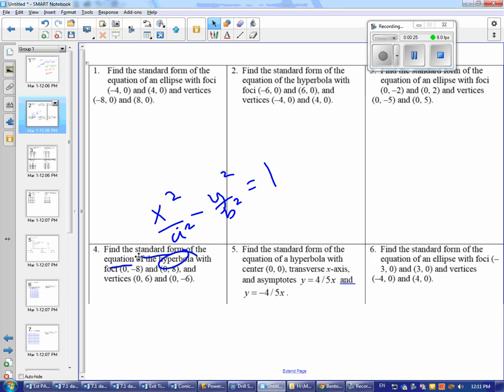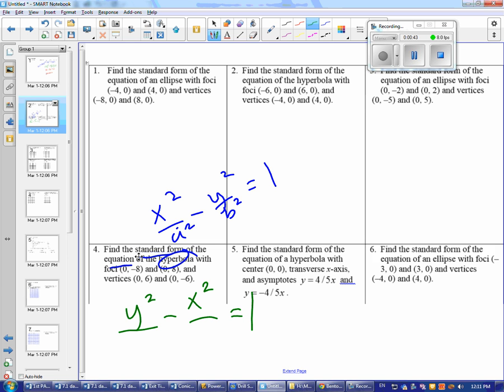The average of those is 0, 0. So that tells me that the center of this thing is at 0, 0. And the vertices and the foci are on the y-axis, which tells me that I have a vertical hyperbola. So a vertical hyperbola always starts with y squared. There's nothing else in the numerators because the center is 0, 0.